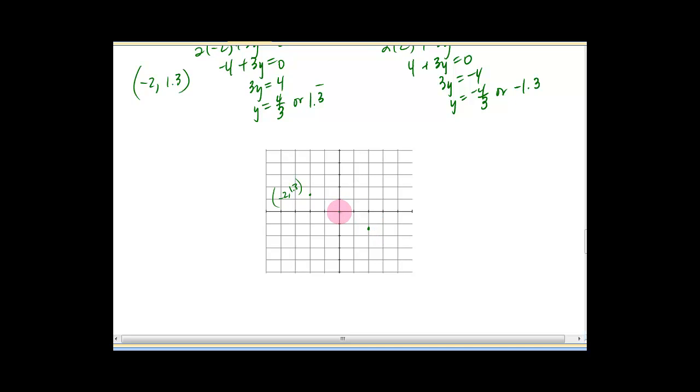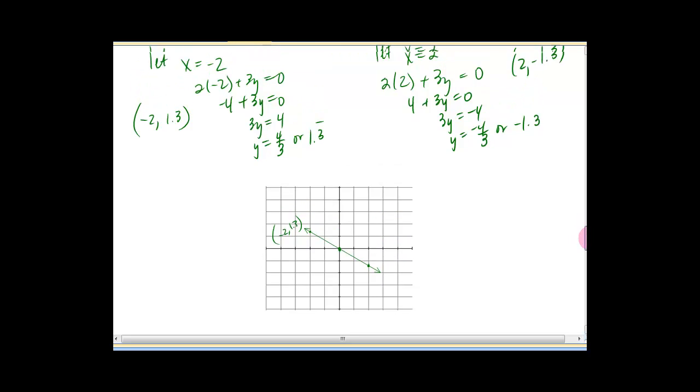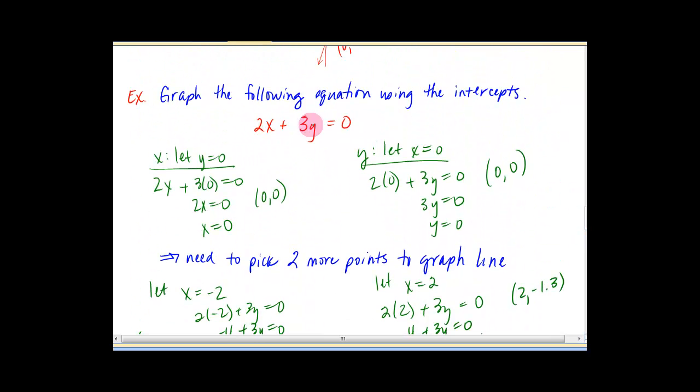And then I also know that this is going to pass right through the center. So let's see if we can draw a line that goes through the center. And it doesn't want to go there. It went. Okay, so that's what my line would look like for this equation right here.